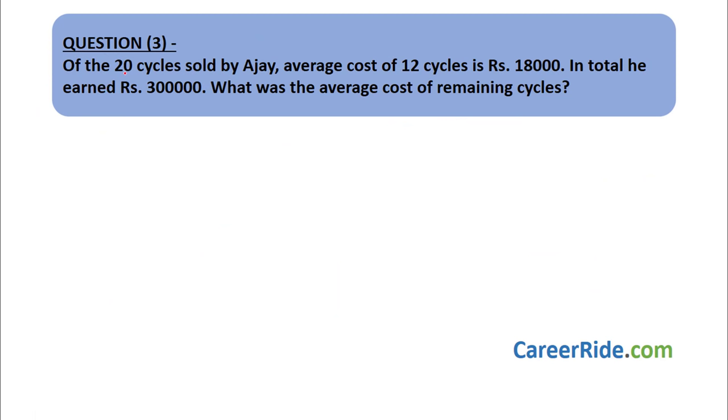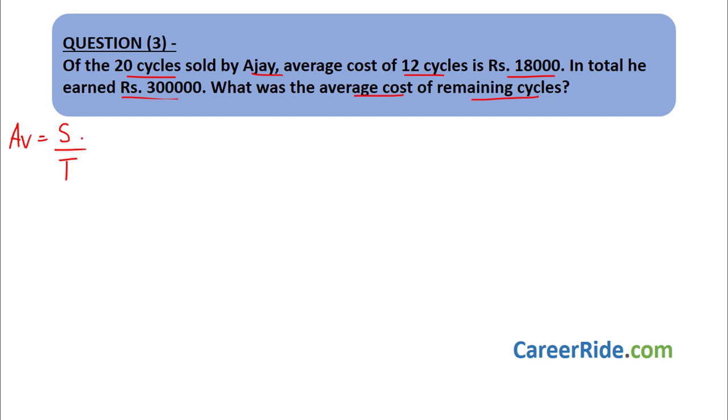Question number 3. Of the 20 cycles sold by Ajay, average cost of 12 cycles is rupees 18,000. In total, he earned rupees 3 lakhs. What was the average cost of remaining cycles? Now over here, we know average is nothing but sum upon total. Now we know total, that total Ajay sold 20 cycles, right? So we know total as 20.